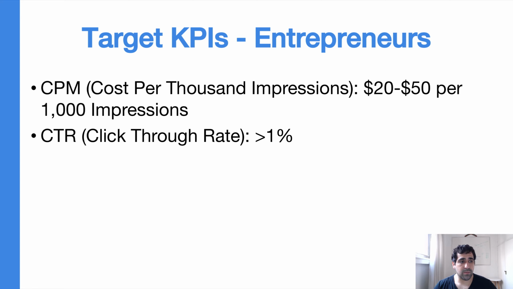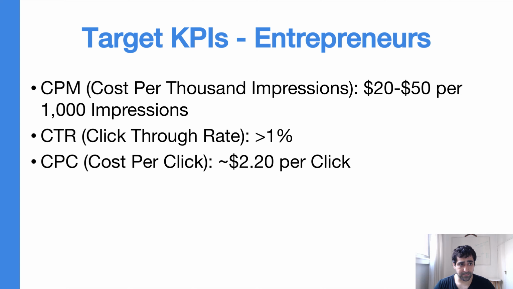Then, as I mentioned before, CTR, the click-through rate, I target above 1%. If I'm not hitting that, I know my ads might need some improvement, my creative needs improvement. CPC, cost per click, around 2.2 per click. Obviously, it's gonna depend on the funnel, but that's the number that I aim for.